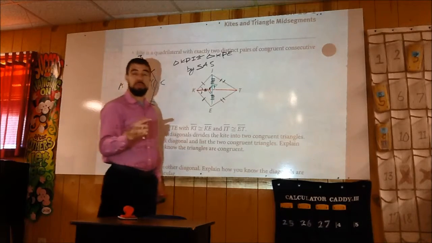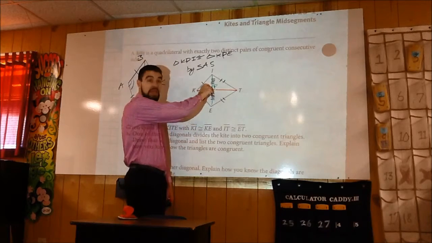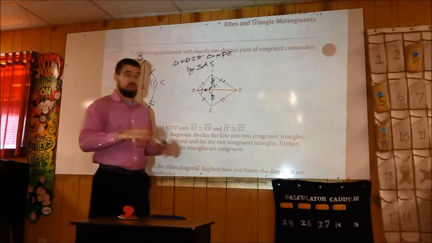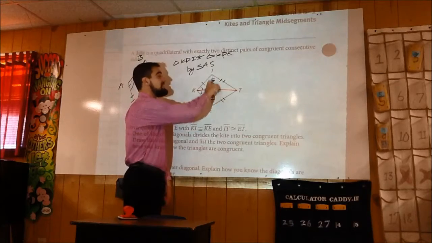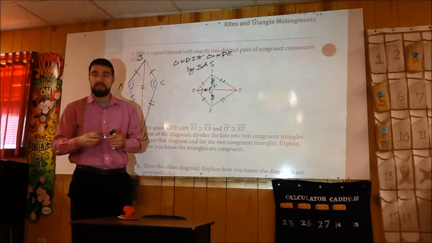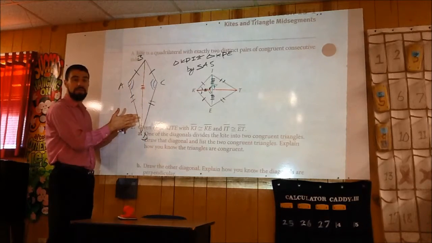If you're trying to prove that the diagonals are perpendicular, then you need to say that these 2 angles are congruent by CPCTC. If you're trying to prove that the one diagonal is being bisected, then you don't need to talk about the angles, you need to talk about these corresponding sides. But it all starts the same way, with these 2 congruent triangles by side, side, side.